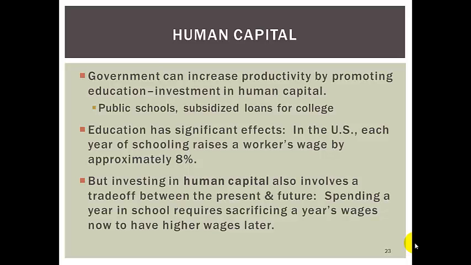But we also have to remember that investing in human capital involves a trade-off between the present and the future. Spending a year in school requires sacrificing a year in wages now in order to have higher wages later. So I know some of you work and go to school at the same time. But for many people, it's not an option. So they give up the income they would receive throughout the 4 years of college and actually go to college instead. So we see once again this trade-off between less money today, more money in the future.